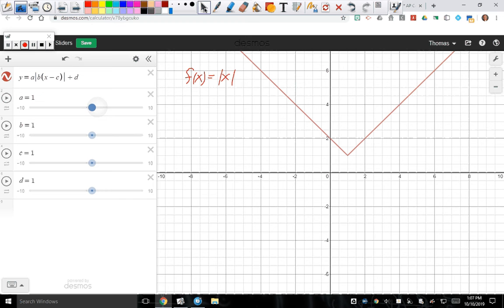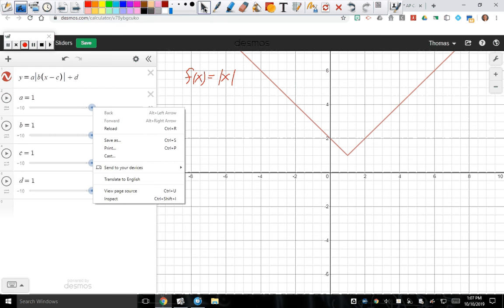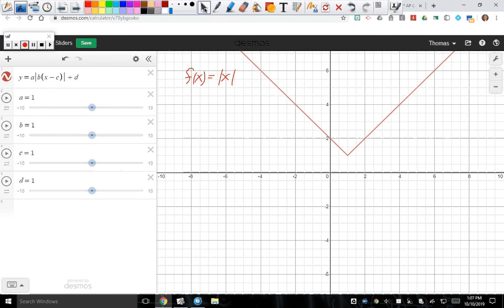And what is b by default? 1. b is also 1. What is c by default? 0. And finally, what is d by default? 0. Now, believe it or not, that is from this equation here.